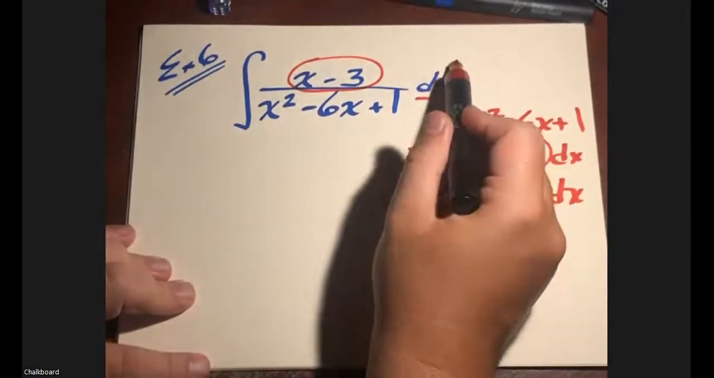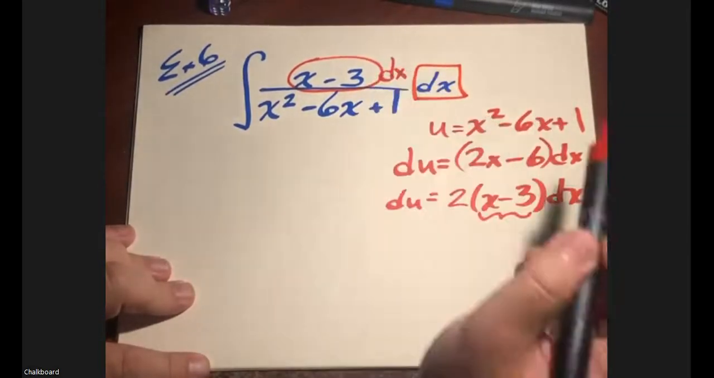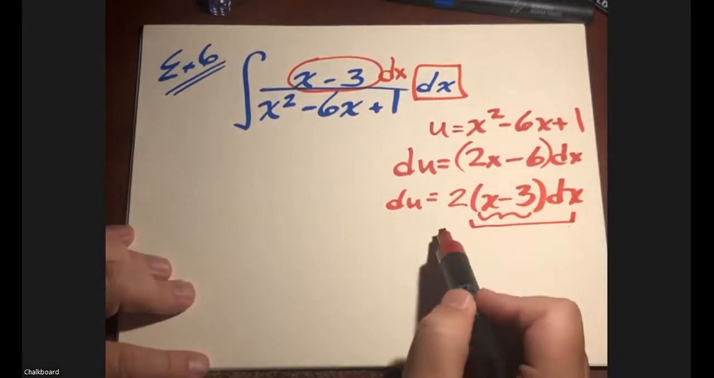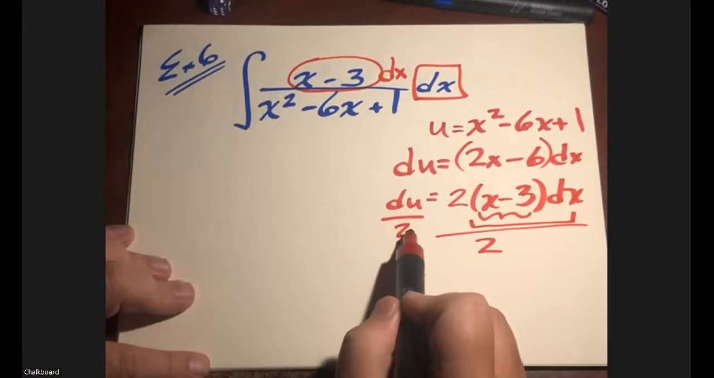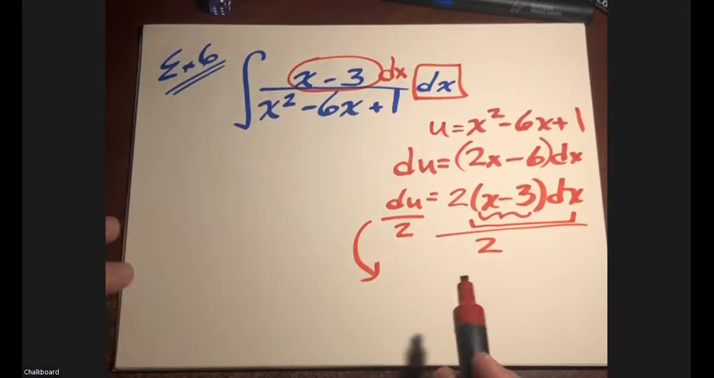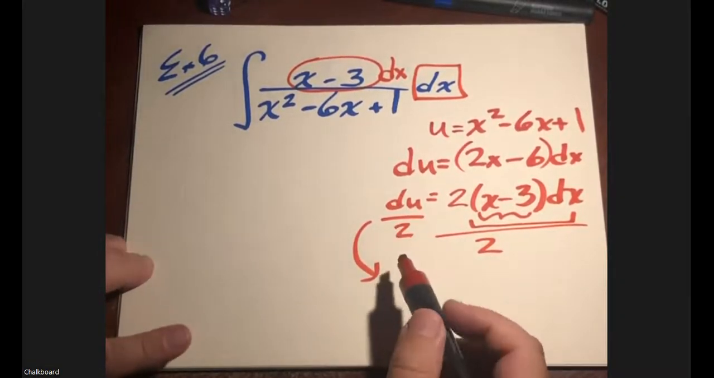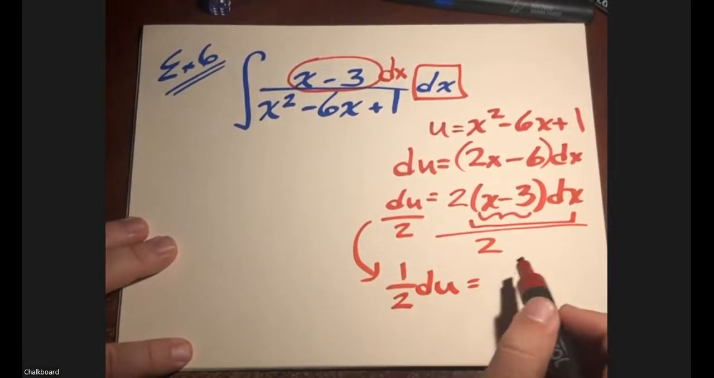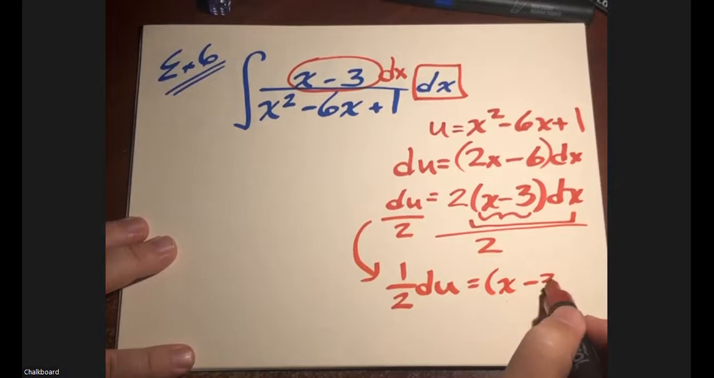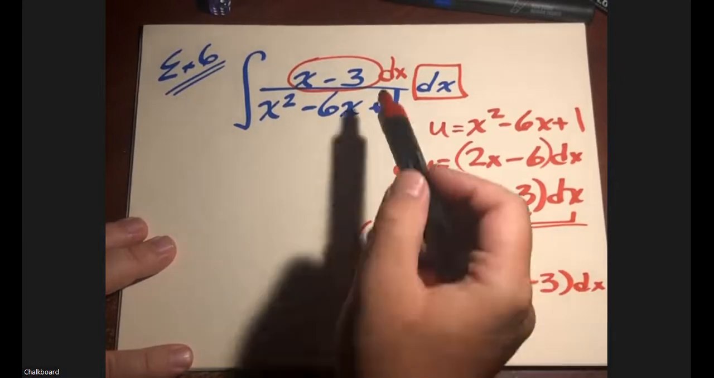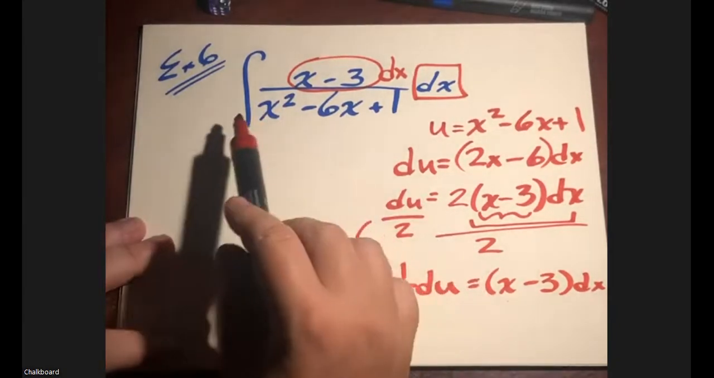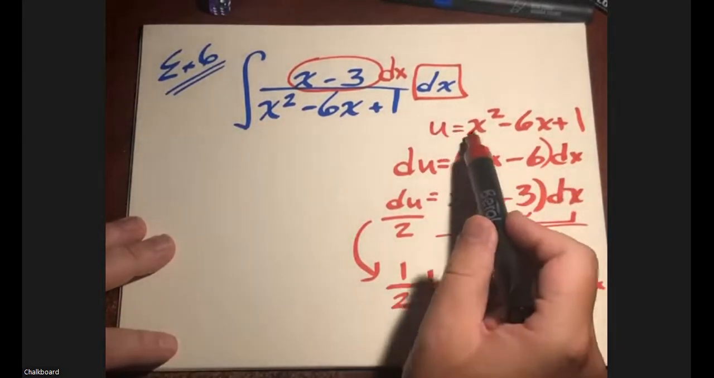If I want, I could take this dx and put it right here instead. And maybe what I need to do now is collect this by dividing out the 2. This is very much like before when we were talking about -1/3. Here I have du over 2. I'm going to call it 1/2 du. I'm going to say that's equal to x minus 3 dx, which means I can replace this entire numerator with just 1/2 du. And I can replace the entire denominator with just u.